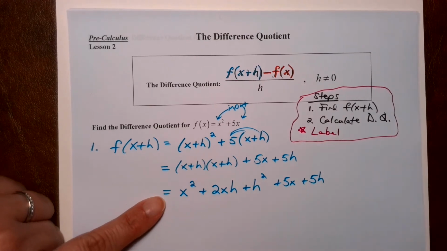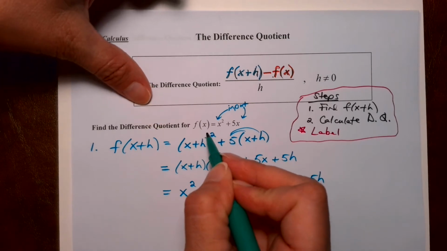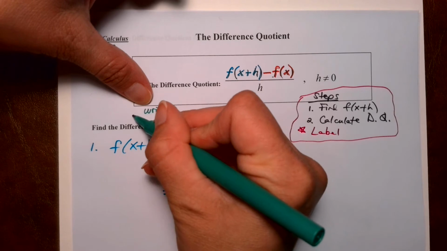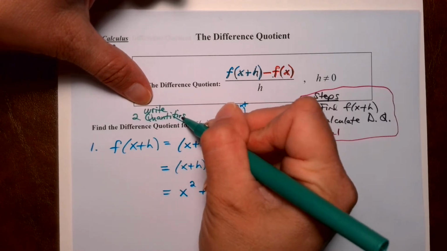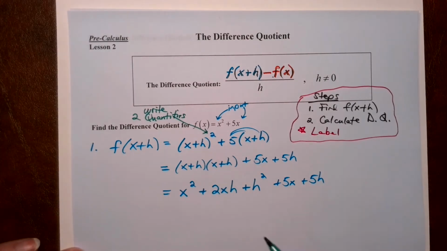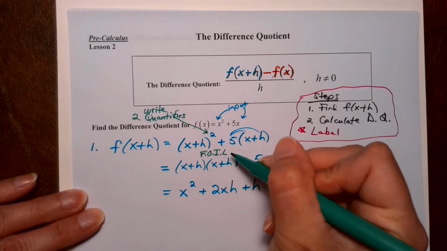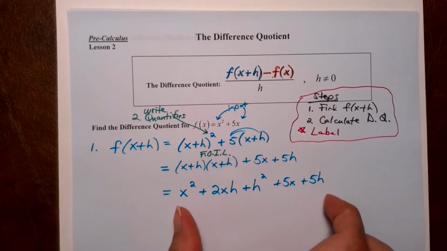Please make sure, when you have x plus h, quantity squared, let's just put a little note and write 2 quantities. I think we talked about this before. Writing out 2 times helps with the foiling. So right here we had to do a little bit of distributing, right? Now that is step 1, find f of x plus h. And it is rather large.